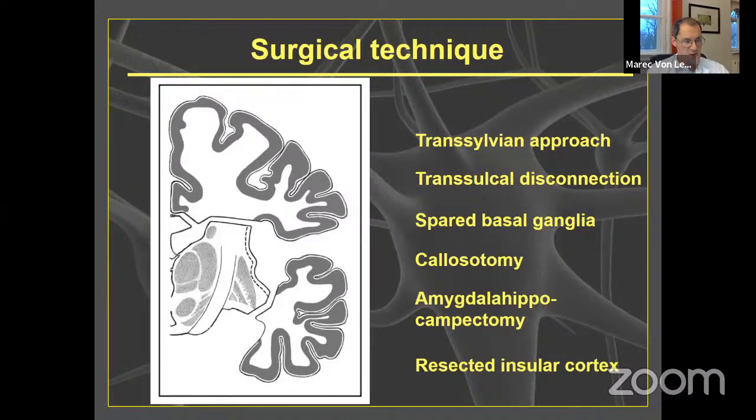To sum up in the sketch of the lateral, transsylvian approach, a transcisternal disconnection from the insular cistern to the ventricle, and you leave the basal ganglia behind, and you go from the ventricle through the corpus callosum to the mesial aspect of the hemisphere, following the vessels and the cistern here. And we have two steps of resective procedures, like amygdalohippocampectomy, and you have, of course, to resect the insular cortex.